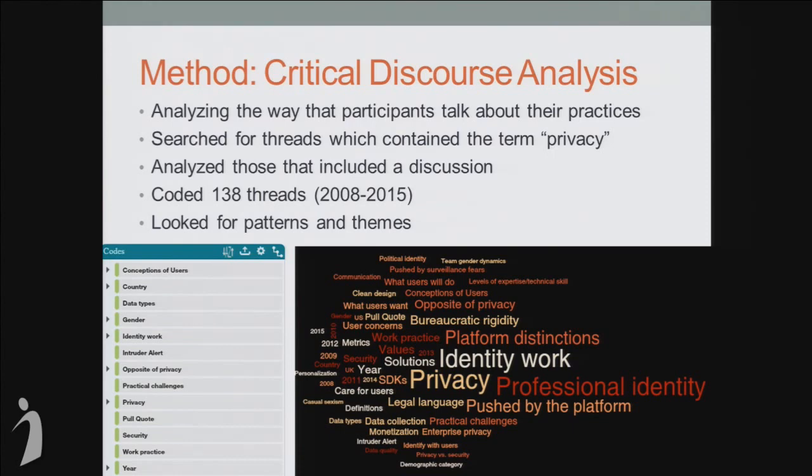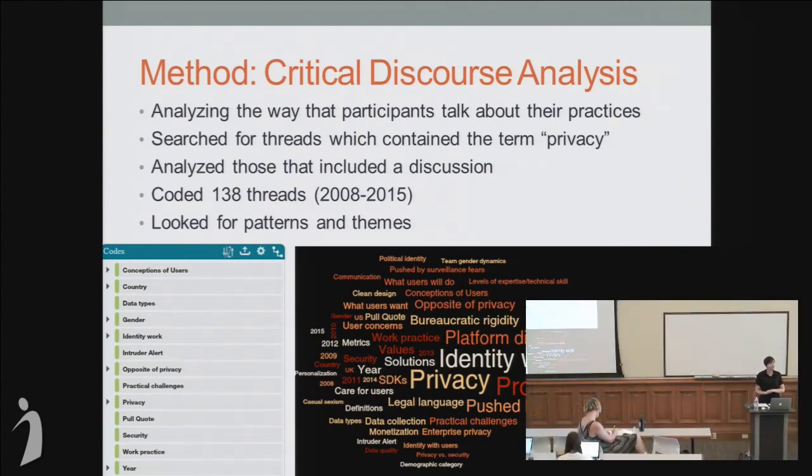The method that my graduate assistant and I use to analyze the threads in this forum is something called critical discourse analysis. And in a very broad nutshell, critical discourse analysis analyzes the way that people talk about their practices, right? How they talk about what they're doing, how they justify what they're doing, how they talk about their decisions. So we searched for terms on the forum that contain the word privacy, and then we analyzed all of the threads that contained a discussion.